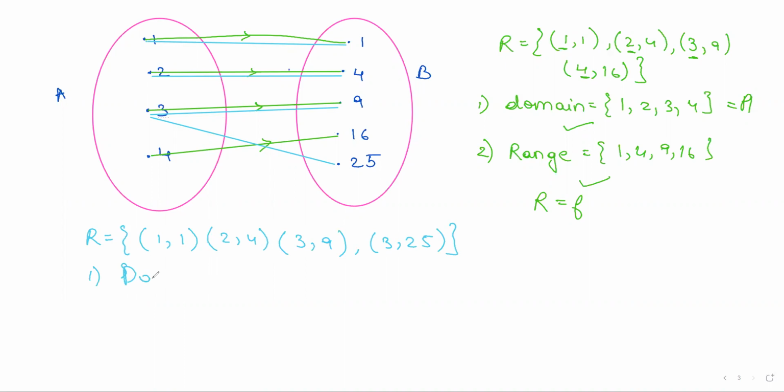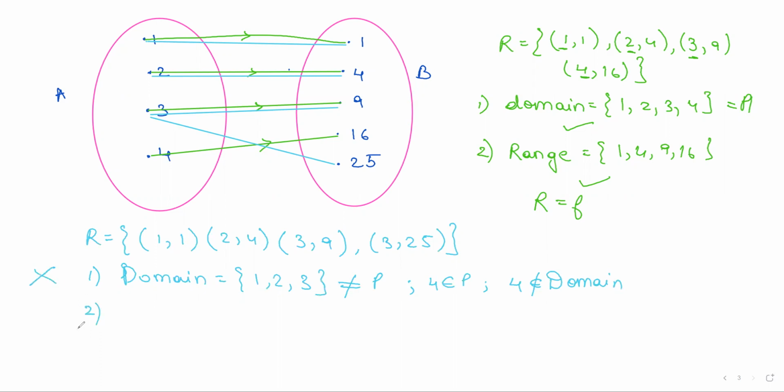Here your domain is 1, 2, and 3, which is not equal to set P, because 4 is an element which belongs to P, but the same 4 does not belong to the domain. So the first condition is not satisfied.